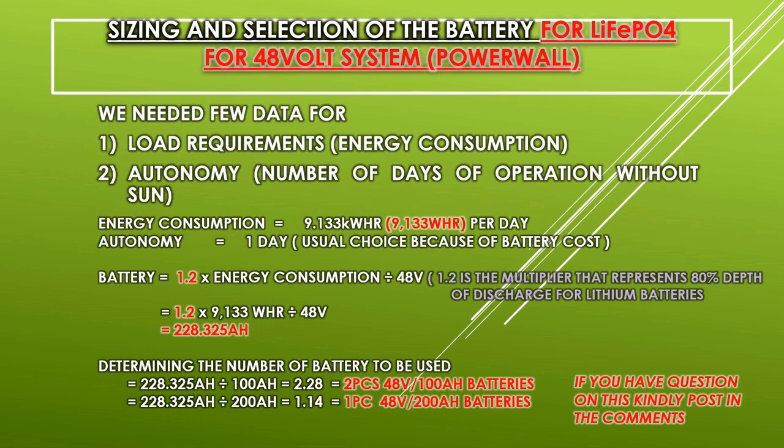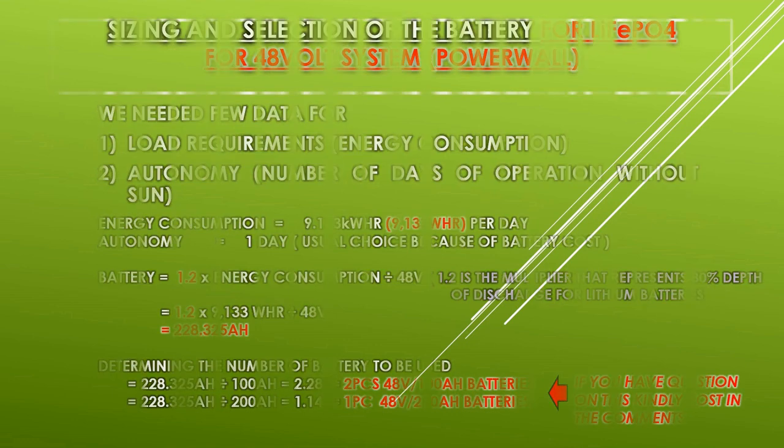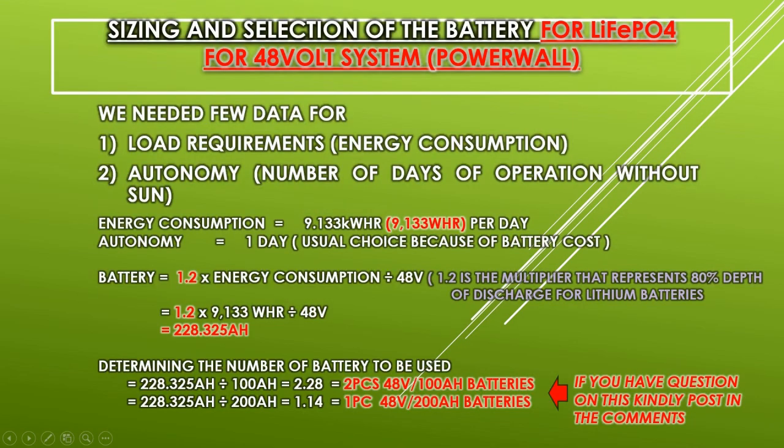Determining the number of batteries to be used. 228.325 Ah divided by 100 Ah equals 2.28, equals 2 pieces 48 V/100 Ah batteries. 228.325 Ah divided by 200 Ah equals 1.14, equals 1 piece 48 V/200 Ah battery. If you have questions on this, kindly post in the comments.